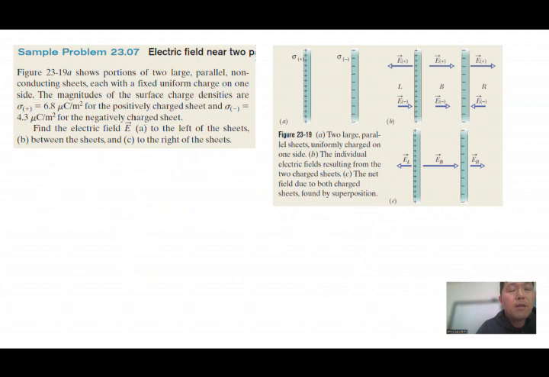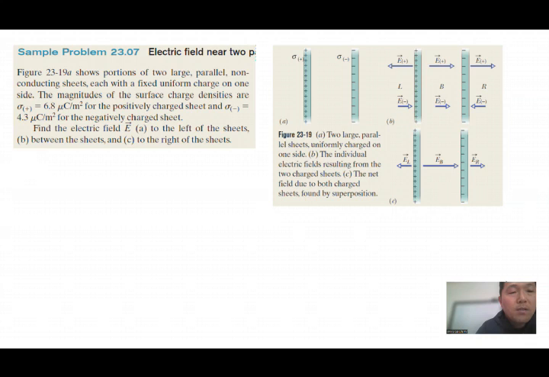Sample problem 23.07. Figure 23-19A, the figure on your right, shows a portion of two large parallel non-conducting sheets, each with a fixed uniform charge on one side. The magnitudes of the surface charge densities are 6.8 microcoulomb per square meter for the positively charged sheet and 4.3 microcoulomb per square meter for the negatively charged sheet.